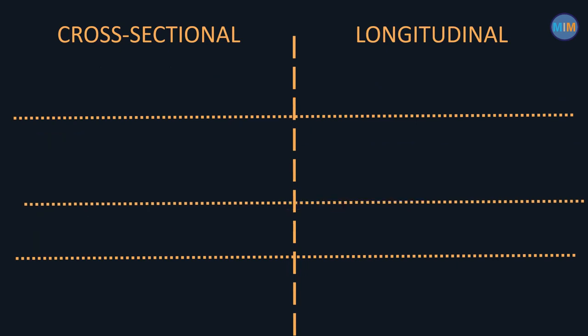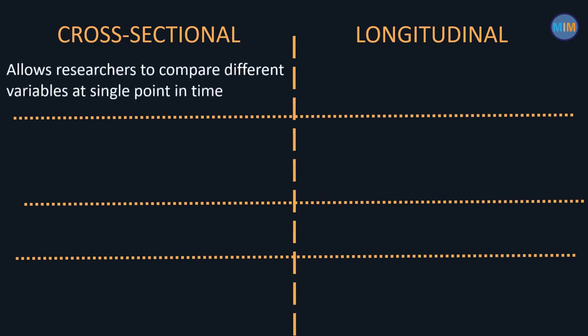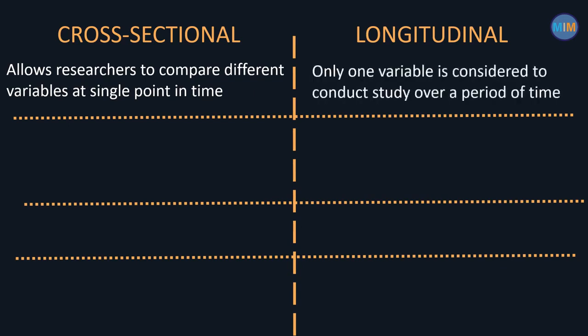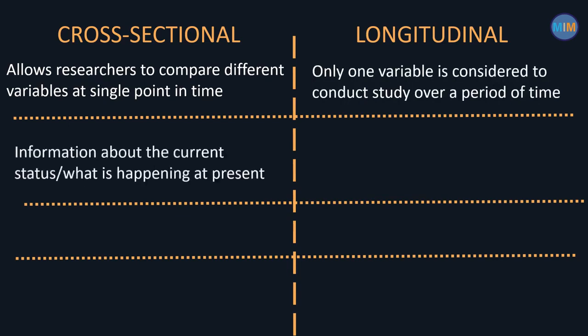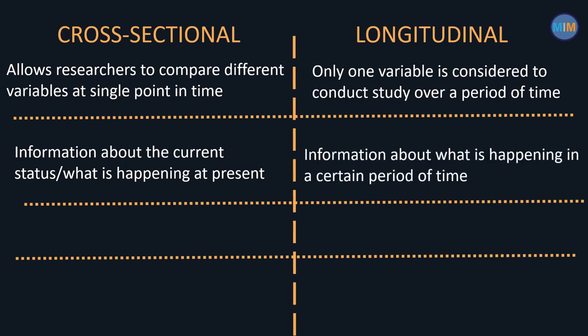The advantage of cross-sectional design is that it allows researchers to compare different variables, such as age, sex, gender, income, etc., at a single point in time. On the other hand, in longitudinal studies, only one variable is considered to conduct a study over a period of time. A cross-sectional study can provide information about the current status, what is happening at present. On the other hand, a longitudinal study can provide information about what is happening in a certain period of time.